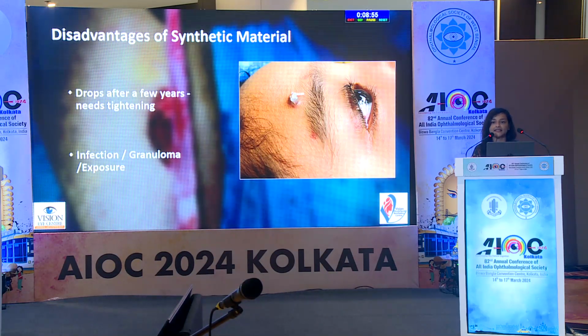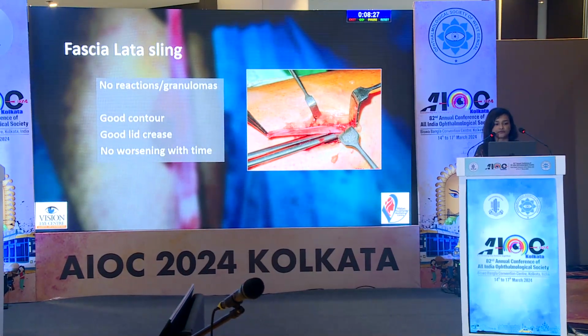Some of the disadvantages with a synthetic material is that it can drop after a few years and needs tightening. So when we counsel patients for a silastic sling, we tell them right at the beginning that you may need an adjustment or a recorrection later. So this is always a temporary surgery. You can have an infection or a granuloma or an exposure because, of course, you may bury the knot as deep as possible, but in children, they may tend to pick at that area and cause some amount of exposure.